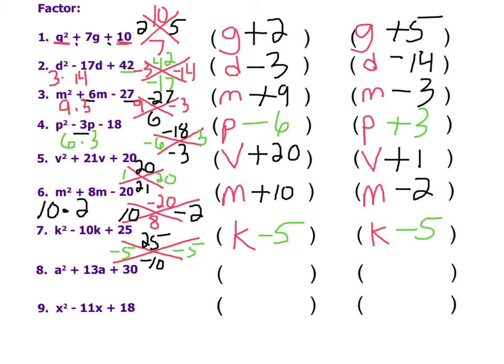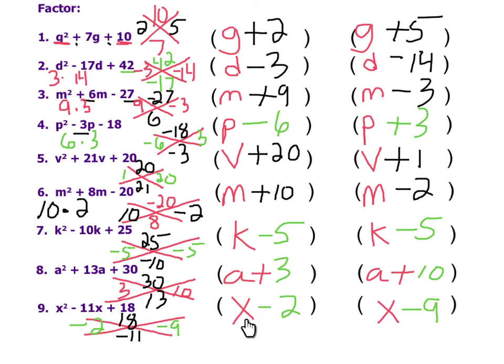Try number 8. Hit pause. Did you end up with a plus 3 and a plus 10? Because 3 multiplied to 10 is 30, but if you add 3 and 10, you get 13. Last one. Try this and hit pause.